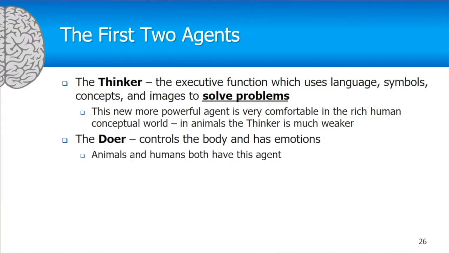The doer is the ancient one that we share with animals, and it's the agent that actually controls the body, and it also has emotions. So emotions come from the doer, and the doer also has fine control over the entire body.